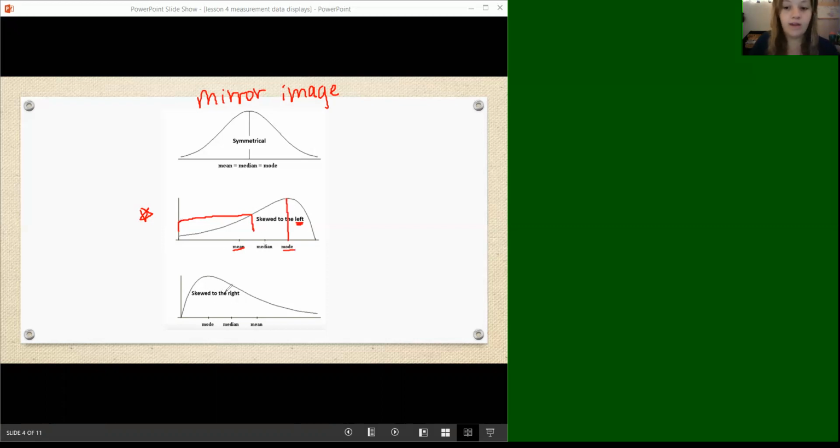And then skewed to the right, it's the complete opposite. You see your mode is the smallest here. It's going to be the highest point there. And then your mean is going to be the largest when we're talking about being skewed to the right.